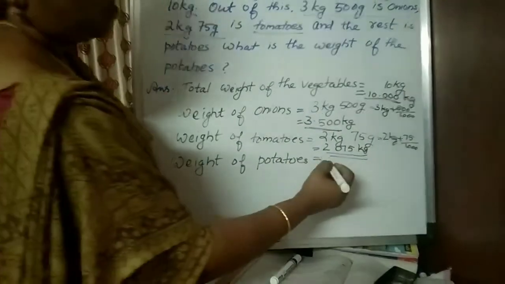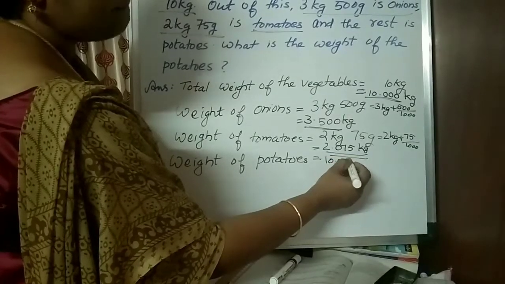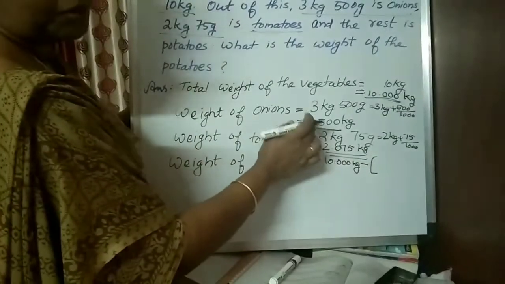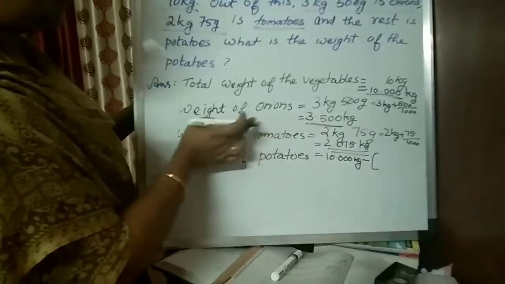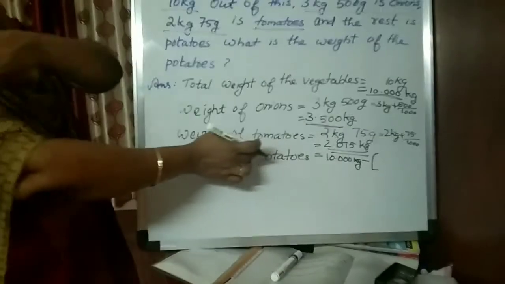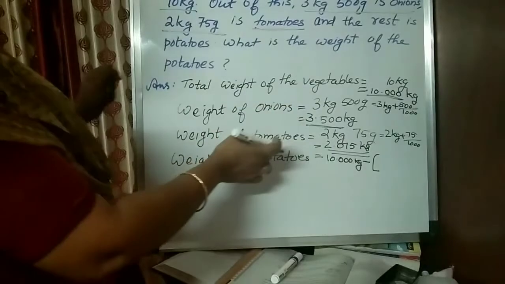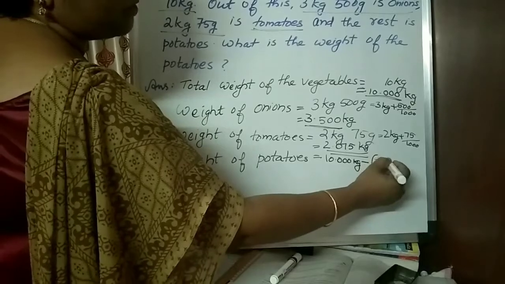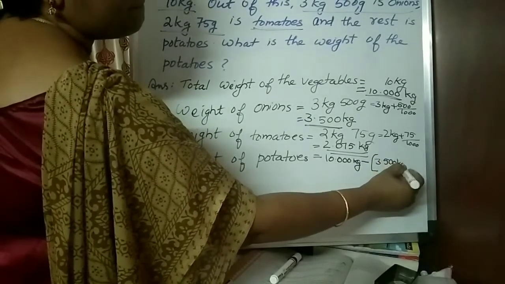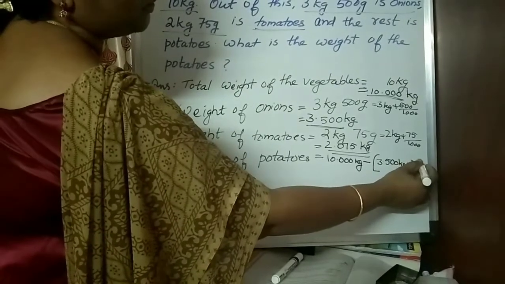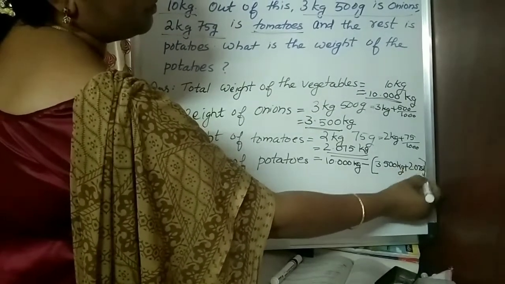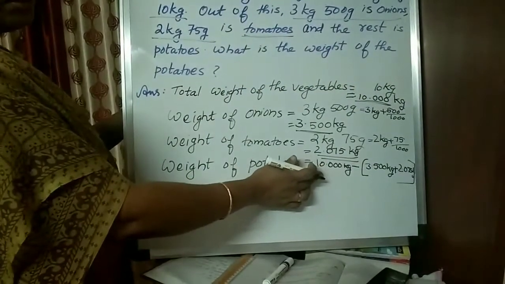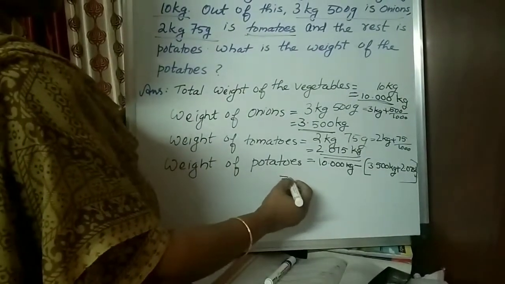Okay. Then weight of potatoes. How will you find? 10 kilogram minus, you add these two. First you add these two numbers, that means weight of onions and weight of tomatoes. That is 3.500 kilogram plus 2.075 kilogram. First you add these two. Then that answer is subtracted from which number? This total weight.